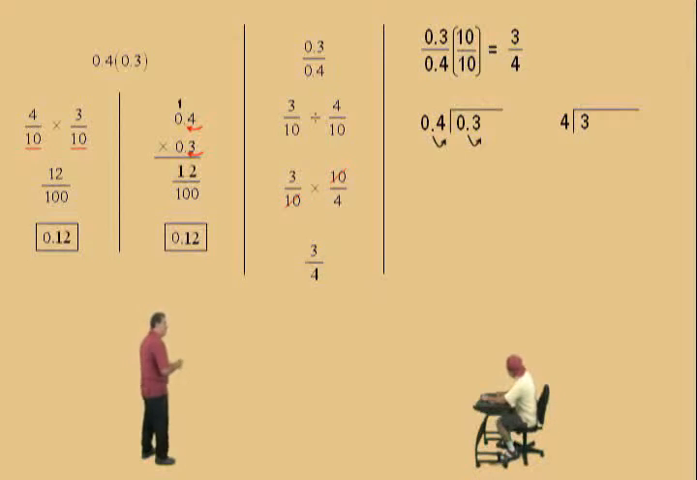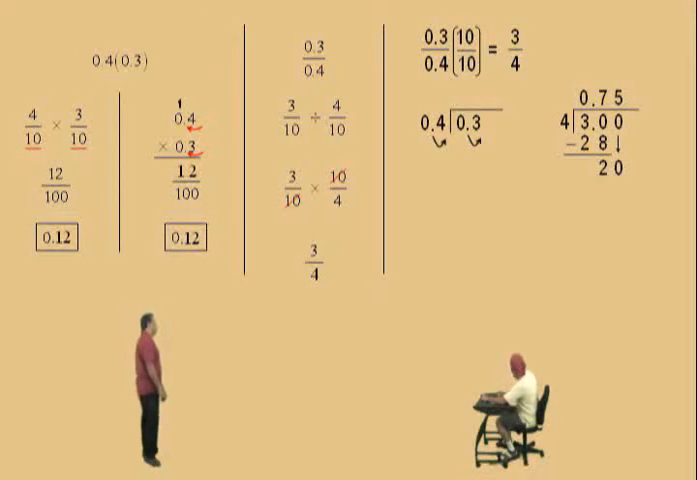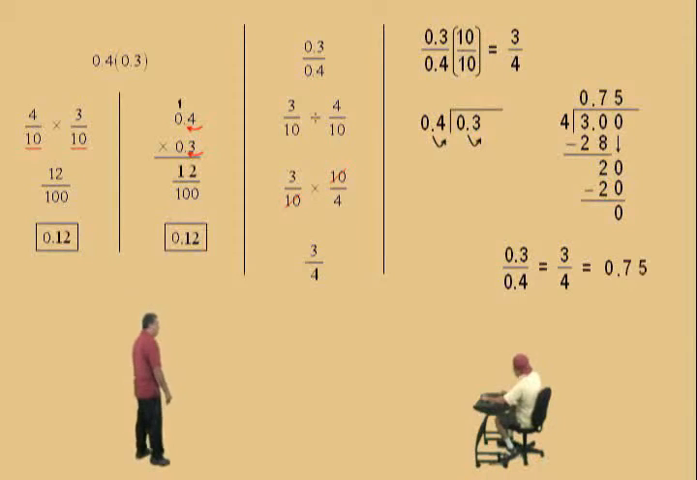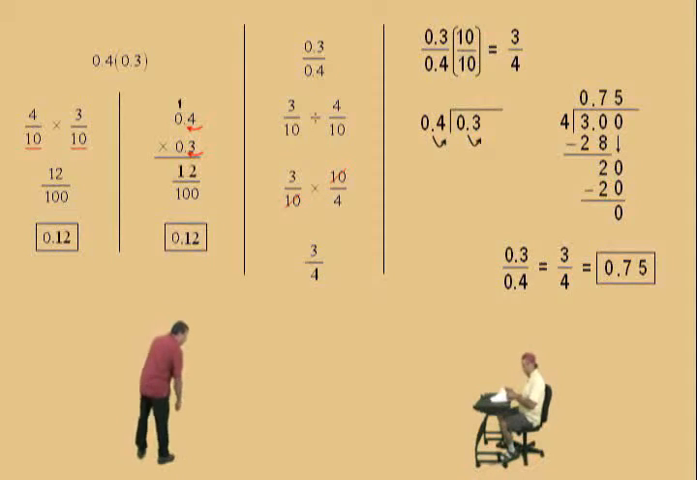We did this earlier in an earlier presentation, Charlie, so we're going to move very quickly. 4 goes into 30, 7 times. 7 times 4 is 28. Subtract, 2, bring down another 0. 4 goes into 20, 5 times. 5 times 4 is 20, remainder of 0. Therefore, 3/10 divided by 4/10 is the same as 3 divided by 4, which is 0.75, which is 75/100. Very nice. Okay, we got to keep going. We got a lot of stuff to do.